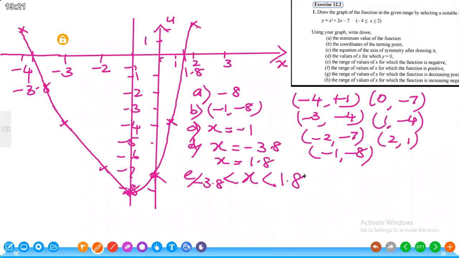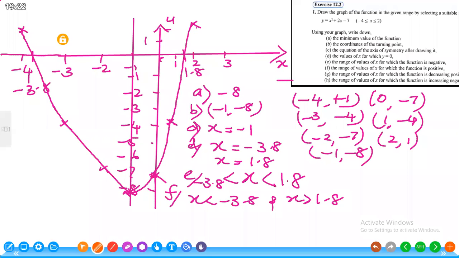F part, the range of values of x for which the function is positive, right? The function is positive in this part and this part, above the x-axis. This part is x less than minus 3.8 and x greater than 1.8. Okay, consider this part and this part. This part lies where x is less than minus 3.8 and that part lies where x is greater than 1.8, right? Okay.